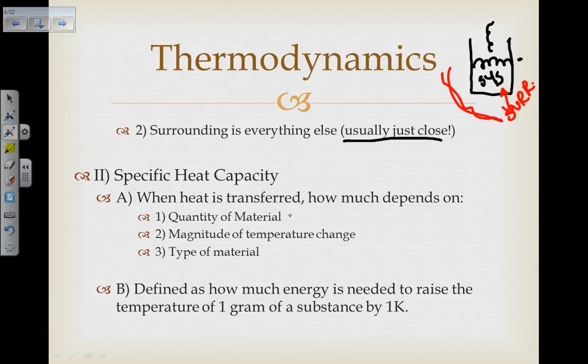If we have more water or more of something, that's going to affect how much energy can be transferred, because if we have more something, more energy can be transferred. It also depends on how the temperature changes. By changing the temperature, it provides for the ability for more heat to be transferred, or less heat, depending on which way the temperature is changing. Okay, and also you can imagine that the type of material matters. If you touch a piece of metal versus a piece, water.